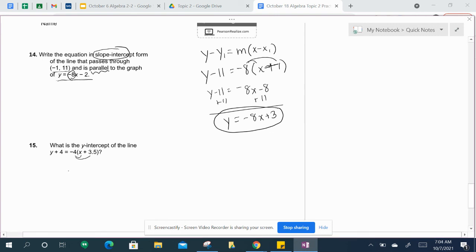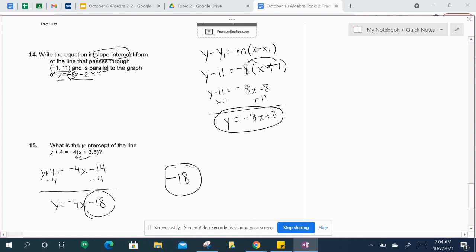So distributing over, I get negative 4x, and then negative 4 times 3.5 is negative 14. And then I'm going to subtract 4 on each side, and I end up with y is equal to negative 4x minus 18. Now that it's in slope-intercept form, I can very easily find that the y-intercept is at negative 18.